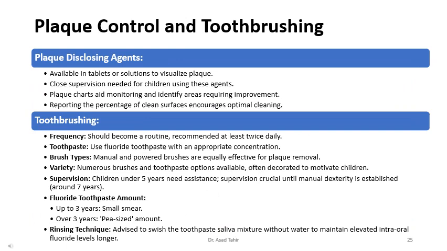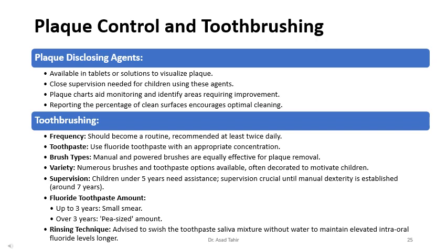Let's break down plaque control and toothbrushing for kids. Plaque control. Plaque disclosing agents. These are like magic potions that help us see where plaque is hiding. They come in tablets or solutions. But they need adult supervision because they stain your teeth temporarily. We use them to track how well you're cleaning your teeth and figure out where you need to do better.